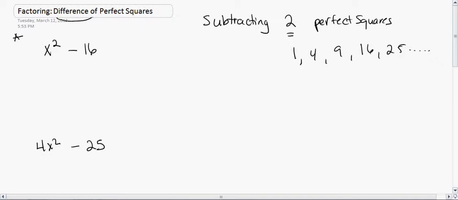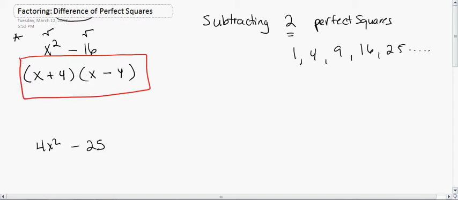So the next thing I want to do, once I've decided that I can use subtracting 2 perfect squares, is to write down 2 sets of parentheses. Those 2 sets of parentheses get filled with a plus and a minus. And then I take the square root of each of the 2 perfect squares. So the square root of x squared is just x and x. The square root of 16 is just 4 and 4. And there is my factored polynomial.